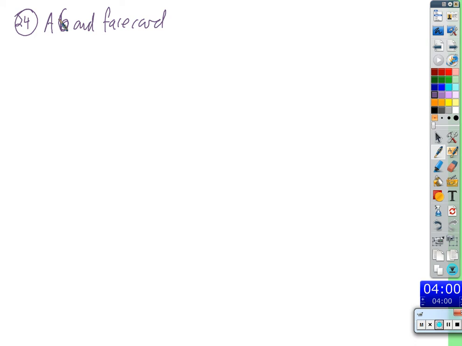So the probability of this is zero. It's not possible, because sixes are sixes, they're completely different than face cards.